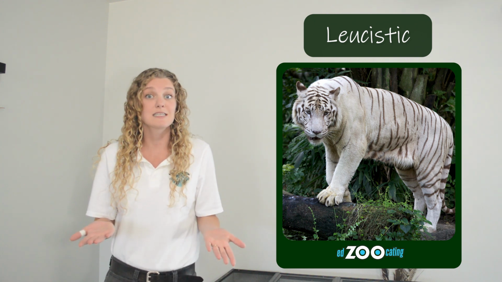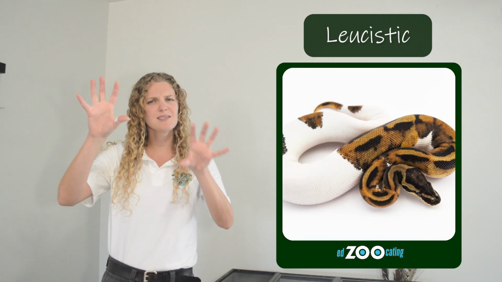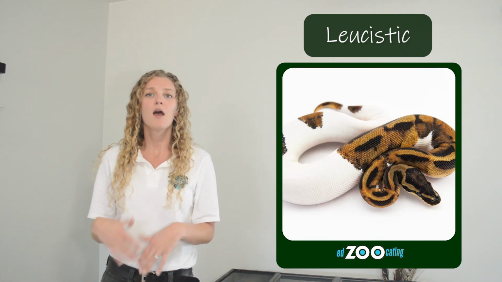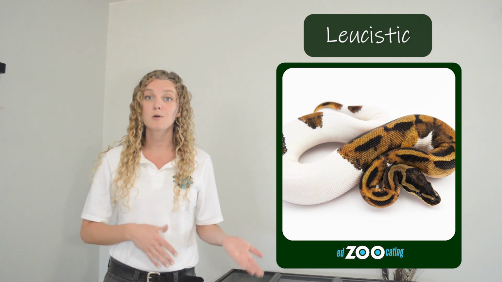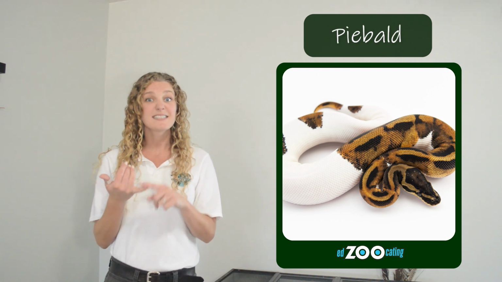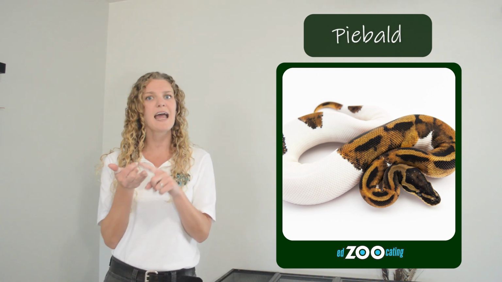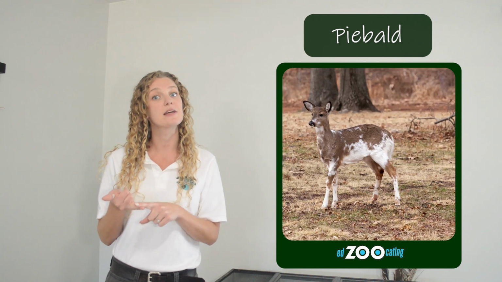White tigers are also leucistic. They still have black stripes on their body, so they're not completely white, they're leucistic instead. Sometimes leucistic animals have patches of white on their body. We sometimes call these leucistic animals piebald. Snakes are often piebald, and deer are sometimes piebald as well.